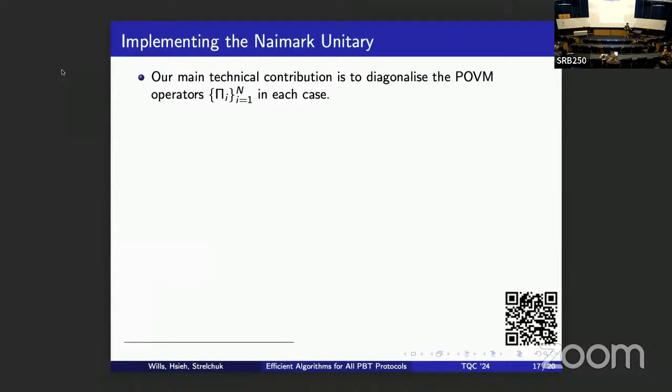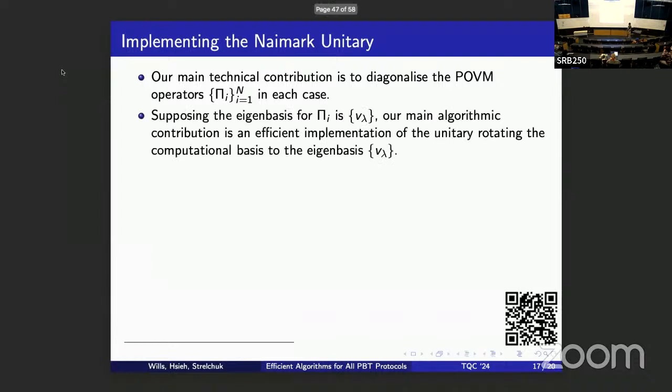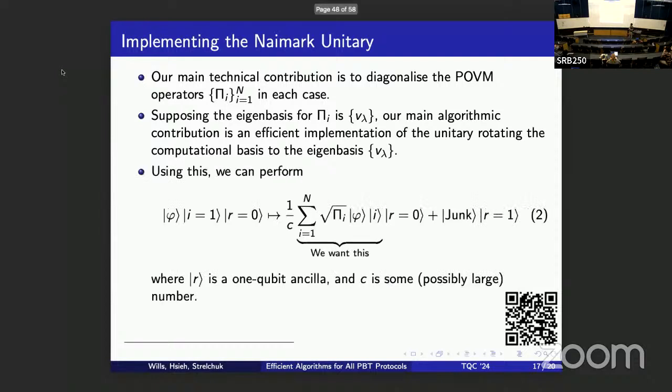But we start going about doing that with our technical contribution, which is to be able to diagonalize all of the POVM operators. So in all four cases, we diagonalize all of them. And then having established what the eigenbasis is in every case, we show how to rotate from the computational basis into the eigenbasis of all the POVM operators. The reason that's useful is because it allows us to do this thing. Remembering this exactly is what we want. We want to make that and then measure i.